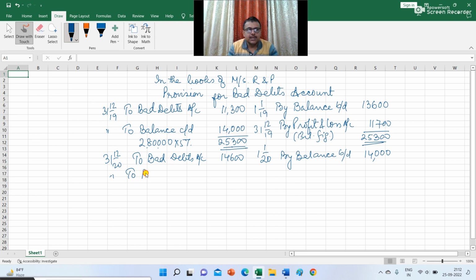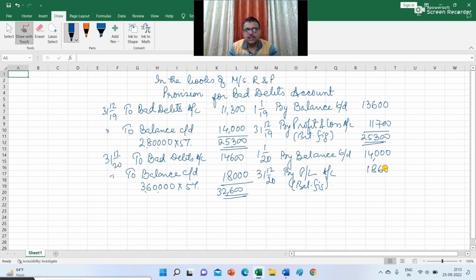And at the end of the year, your provision requirement is: 3,60,000 is the debtor balance, and 5% of 3,60,000 is rupees 18,000. So this is the amount of provision which is required at the end of the year 2020. So the total of the debit side is 32,600, and the amount to be transferred from P&L is the balancing figure, that is by P&L, and the amount is 18,600.